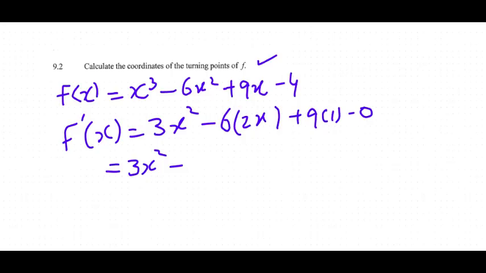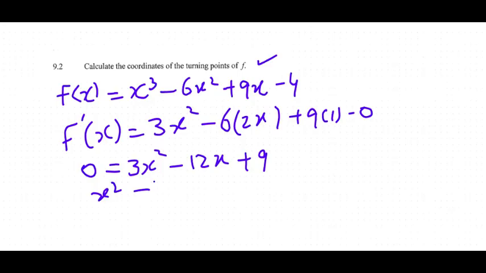When we put f'(x) equals 0 at the critical point, we set f prime of x equal to 0 to find the critical numbers. I'm going to divide this whole equation by 3, so we get x squared minus 4x plus 3 equals 0.